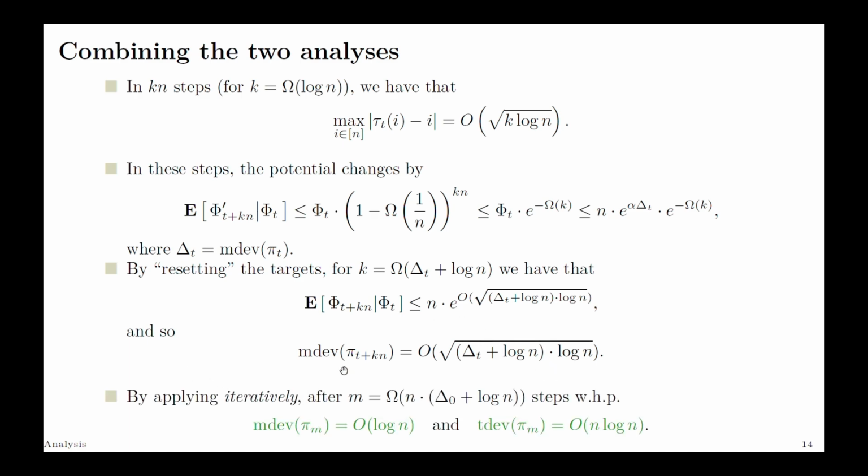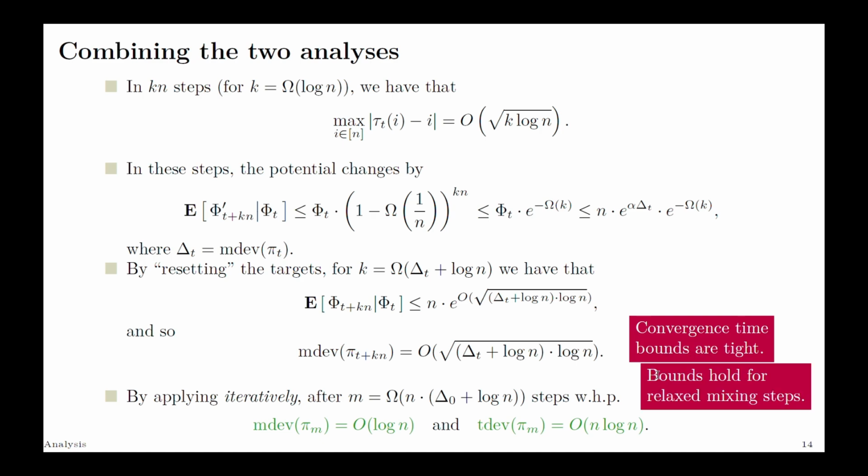Now, if we iteratively apply this argument using this deviation as the starting deviation, then we eventually reach this maximum deviation of log n, which also implies the bound on the total deviation. I will just remark that these bounds on the convergence time are tight, and also that these bounds hold for relaxed mixing steps. So we only assumed that each target moves by at most square root k times log n. These movements could also have been adversarial here.